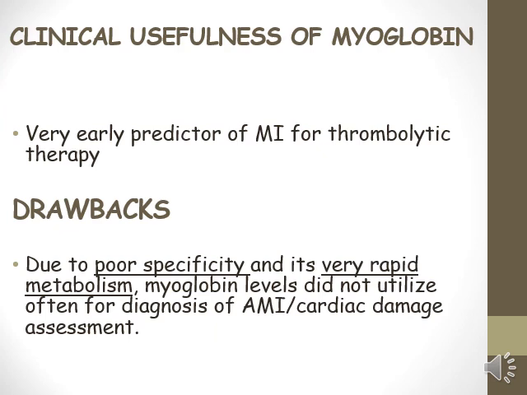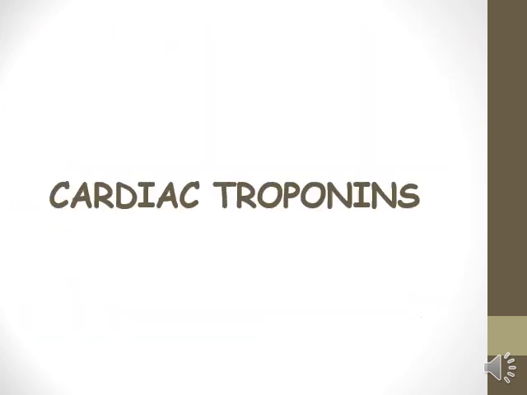Thrombolytic therapy must be given to an acute myocardial infarction patient within 6 hours after myocardial injury. But there are many drawbacks for serum myoglobin: it is poorly specific, rapidly metabolized, and disappears early. Myoglobin level is not often utilized for diagnosis of acute myocardial infarction or myocardial damage assessment. The third and most important one for diagnosis of acute myocardial infarction is cardiac troponin.